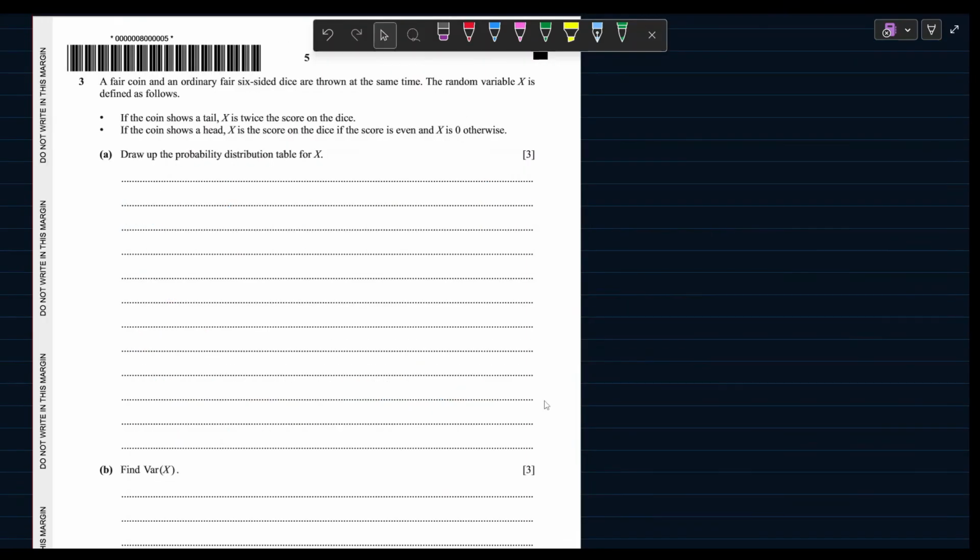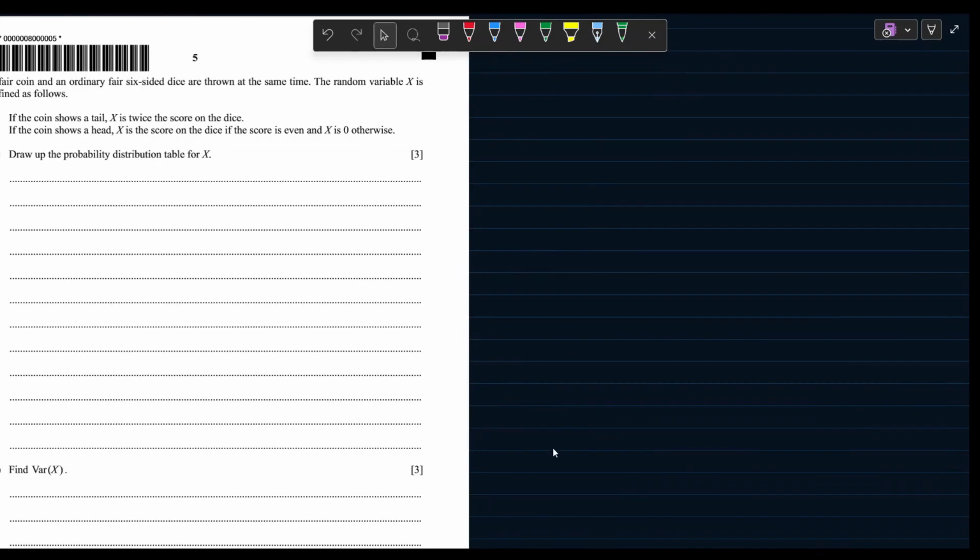Number 3, a fair coin and an ordinary fair 6-sided dice are thrown at the same time. Random variable x is defined as follows. If the coin shows a tail, x is twice the score on the dice. If the coin shows a head, x is the score on the dice if the score is even and x is 0 otherwise. Let's go through all the possible scenarios. So let's start with the one where the coin shows a tail.